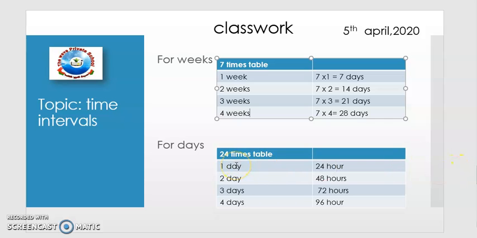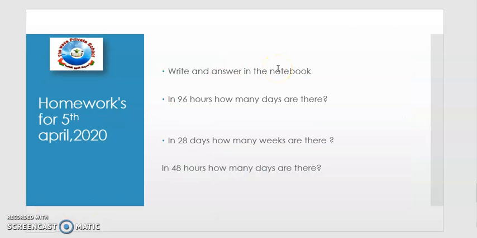1 day, how many hours? 24. For 2 days, we need to multiply 24 by 2. How much? 48 hours. Likewise, 3 days, how many hours? 3 multiplied by 24, 72. 4 days, how many hours? 96. So, for converting days into hours, we need to read the 24 times table. For converting weeks to days, we need to read the 7 times table.